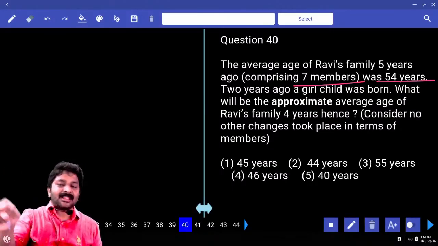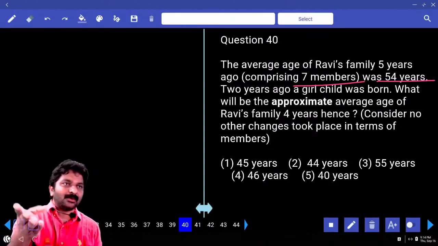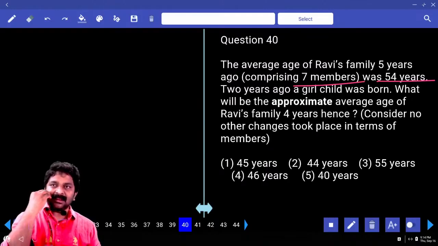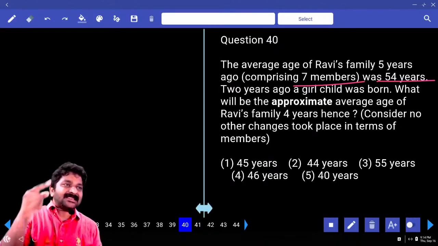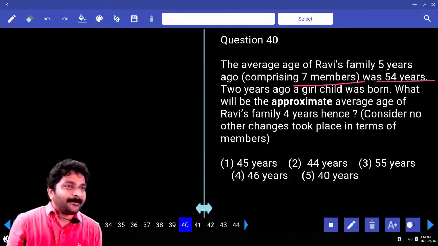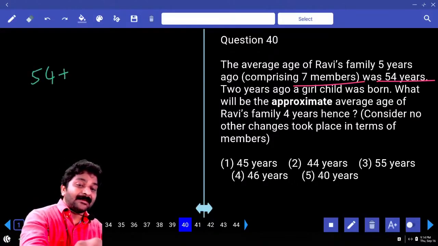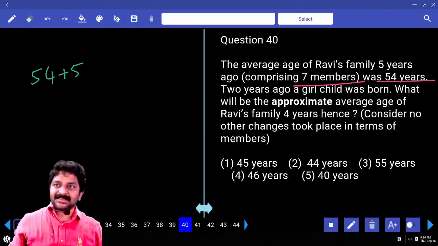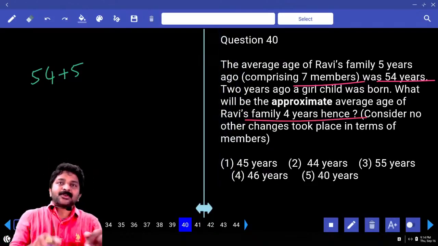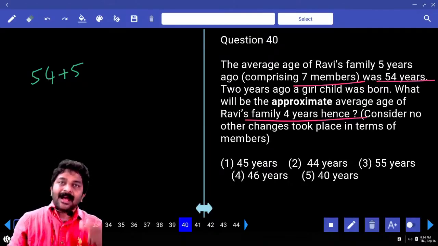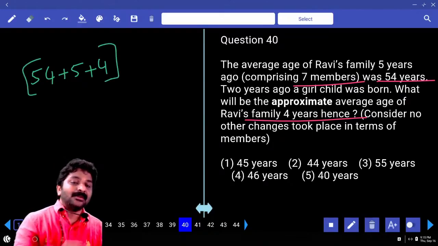So every year, for all these 7 members, every year their age increases by 1 year only. Even in your family also, for you, your sibling, mother, father, whoever it is, every year their age increases by only 1 year. So if every person's age is increased by 1, average also should increase by 1 only. So 5 years back, if it was 54, then at present average must be plus 5 only. But your question is to identify their average after. So present average is 54 plus 5. After 4 years, that will be again plus 4 only. This is equal to 63 years.